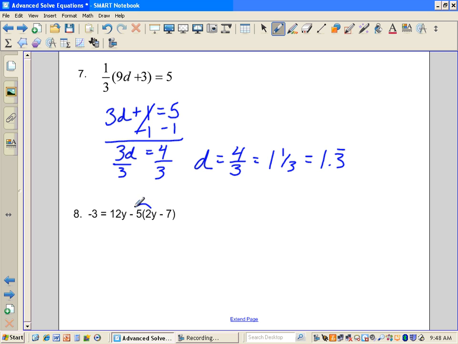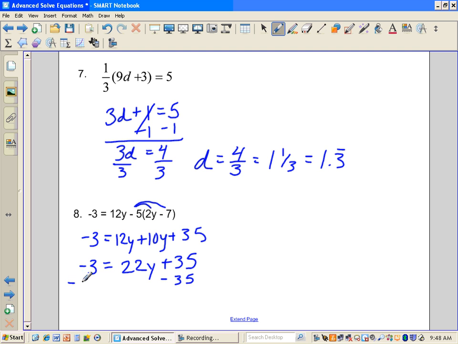Distributive property here, again, don't forget that -5 distributes through, so we have -3 is equal to 12y. This becomes plus 10y. This becomes plus 35. Combine the y's. -3 is equal to 22y plus 35. If you subtract 35 on both sides, 22y is equal to -38.